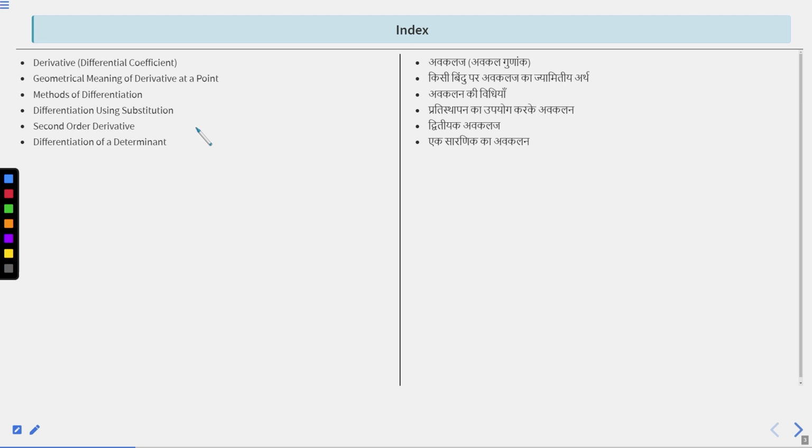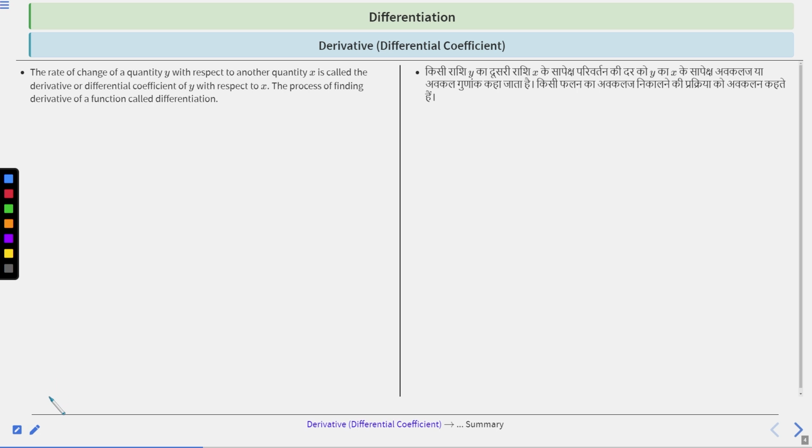After this, we will jump to the second order derivative, right? That is d square y by dx square, or f double dash x, like this. After that we will see the differentiation of a determinant, right? If we are given any determinant, how will we differentiate that determinant, right? Okay, so in this chapter we will see these contents. Let's start. What is derivative?